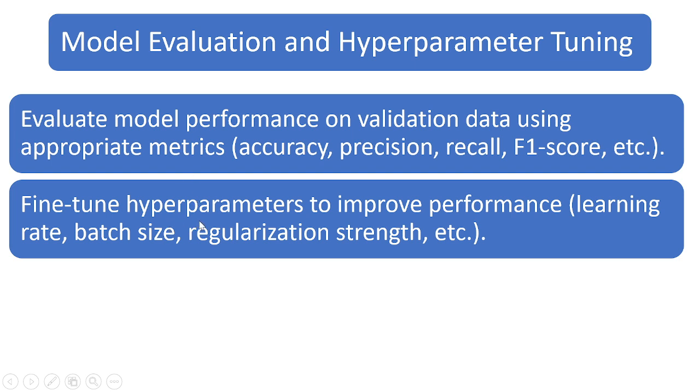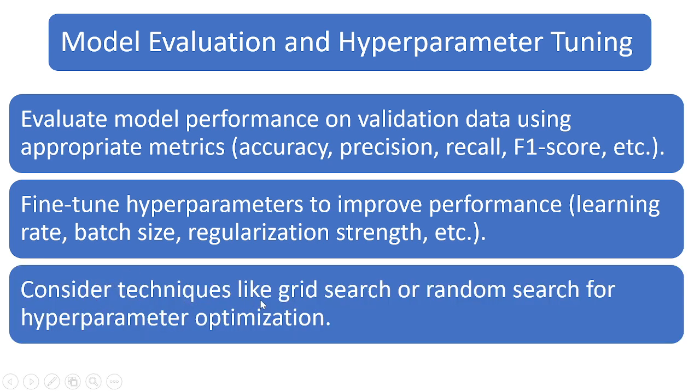After that, let's say you are using a GPT-based model, there we can do model evaluation by doing fine-tuning. In fine-tuning you can train your model and tune your hyperparameters to improve performance, such as the learning rate, batch sizes, and regularization. There are many different types of hyperparameters. By changing these parameter values, you can tune your model to improve its performance. Then consider techniques like grid search.